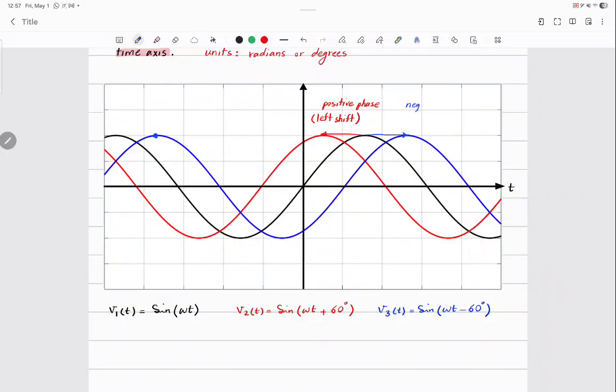And negative phase, right shift. Okay? Let me add a little complexity to this problem. So here is my reference point that I was considering. So this was the reference point of my original signal. Then I talked about shifting it to the left and shifting it to the right, like this. And I talked about positive and negative phase.